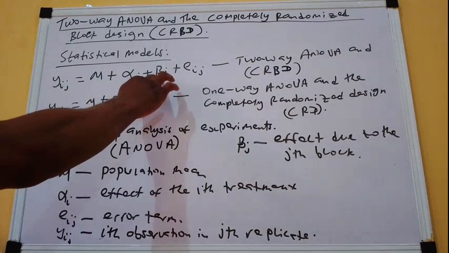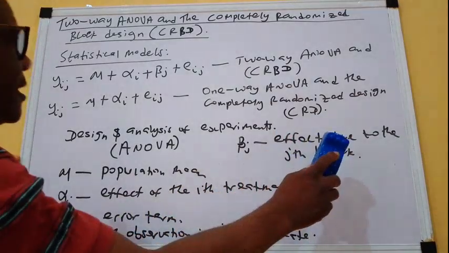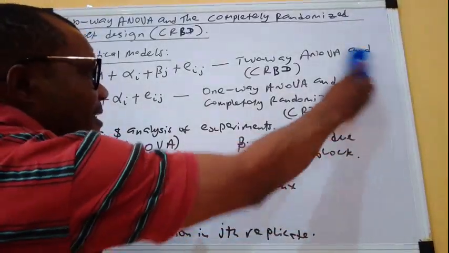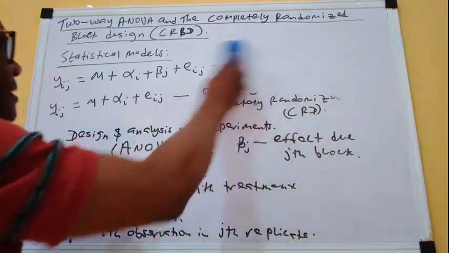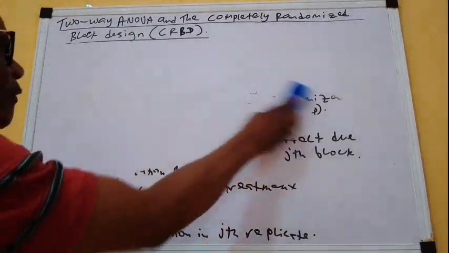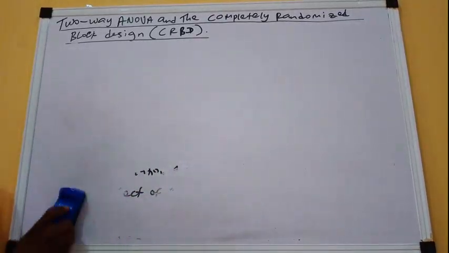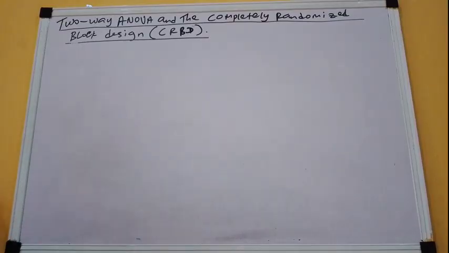So an additional source of variation is added for the two-way analysis of variance, and we are using that to analyze the completely randomized block design. So please permit me to give us the two-way Anova format for the completely randomized block design. I hope you have taken the statistical models for the one-way Anova and for the two-way Anova. Now permit me to go straight to the two-way Anova format.